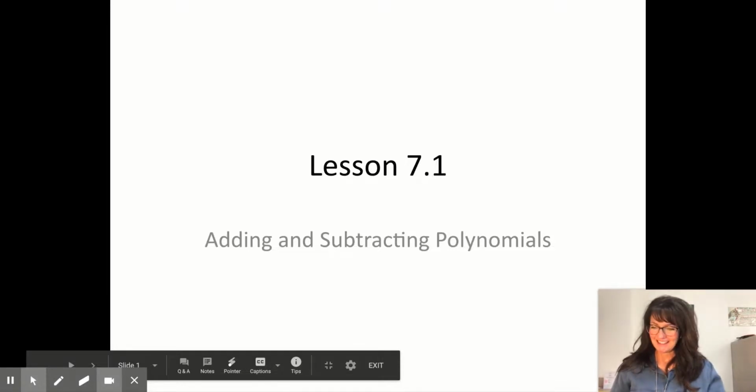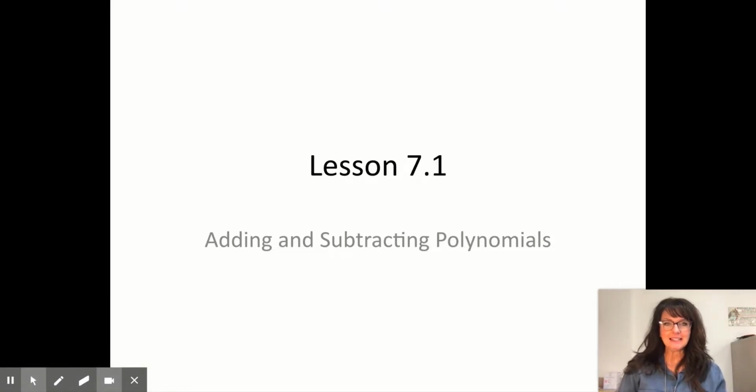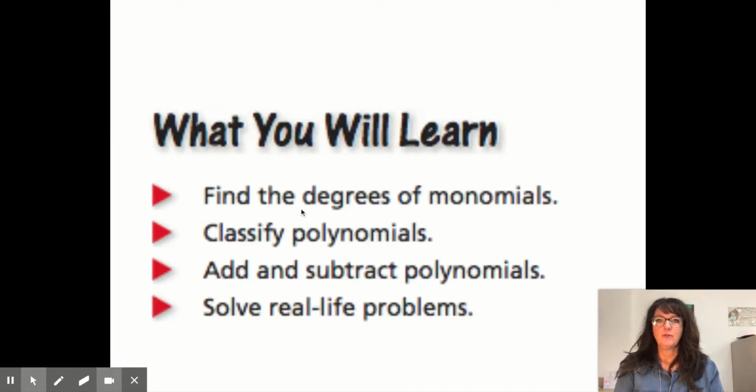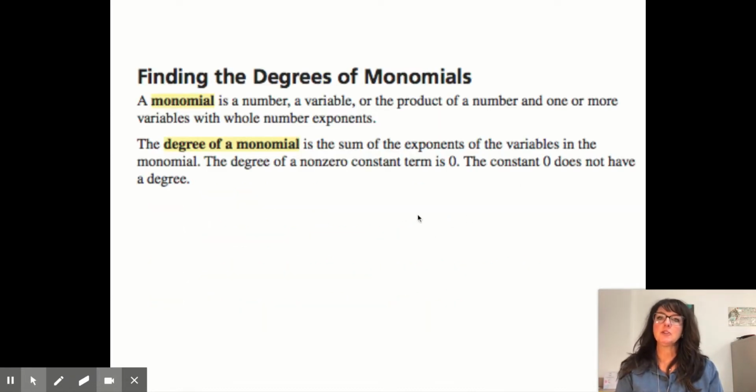Hi there, lesson 7.1. Today's lesson, we're going to be adding and subtracting polynomials. So we're first going to find the degrees, we're going to classify them, and then add and subtract them. So what is a monomial? And then more importantly, polynomial.